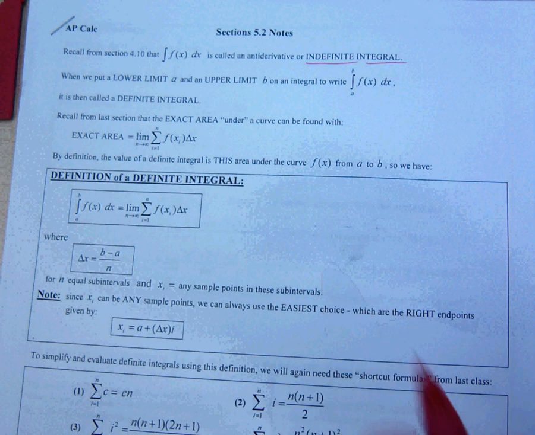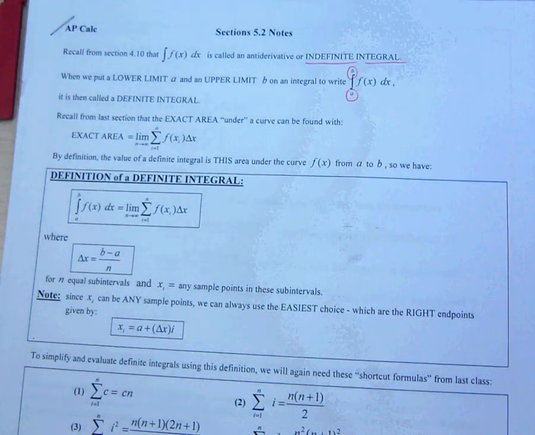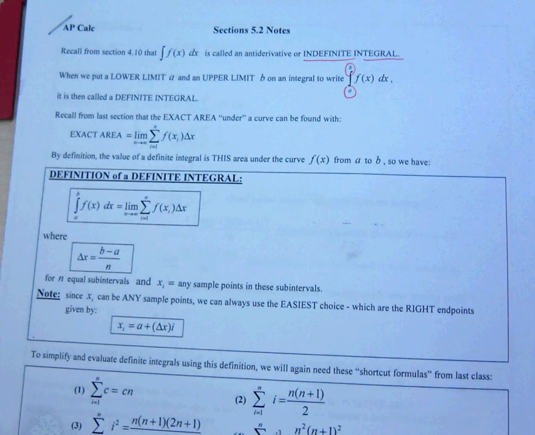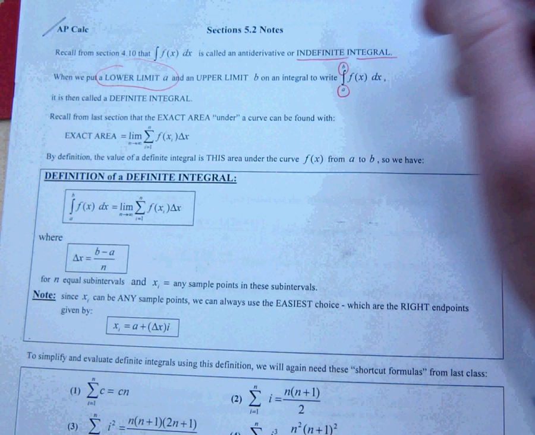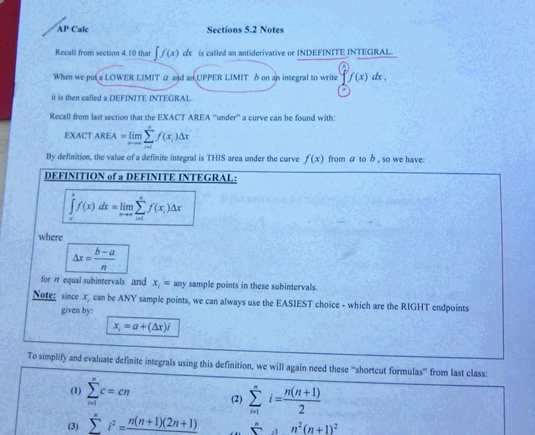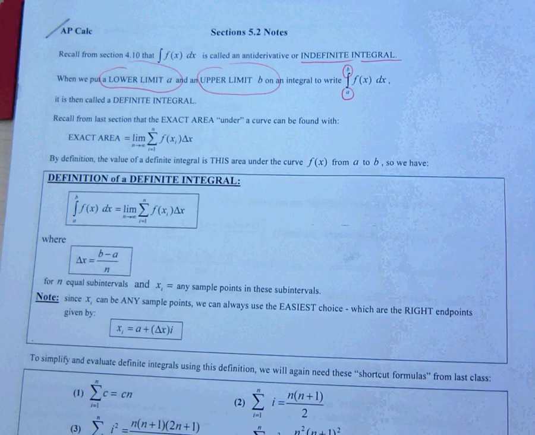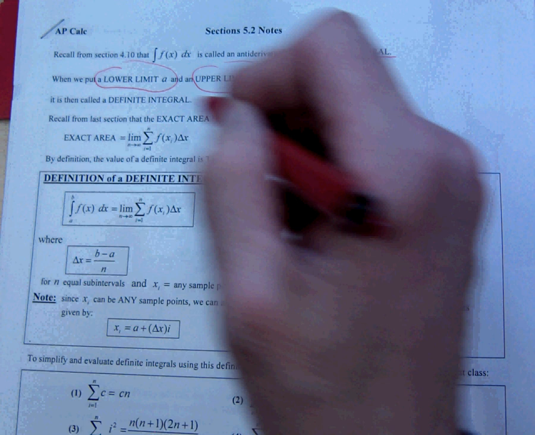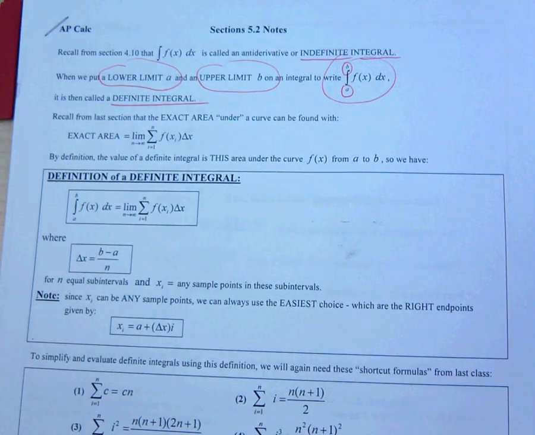Now today, what's going to be different is you're going to put a number here and a number here, above and below the integral symbol. Those are called your limits of integration. So the lower limit is a, and the upper limit is b. Okay, and what's going to happen is, when I show you how to evaluate that in a minute, you're going to actually get a number. You're going to get a numeric value. And so this type of integral, when you have limits, is called a definite integral.